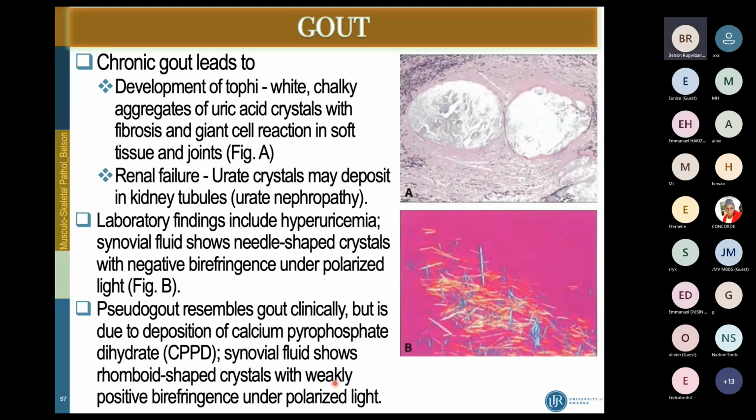So for the chronic gout, it leads to the development of tophi, which are white, chalky aggregates of uric acid crystals with fibrosis and giant cell reaction in soft tissues and the joint. So you see the nodules here, 2 nodules. And here you can see crystals, which look like needles. Okay, these needles, you can see them under polarized light in the microscope.